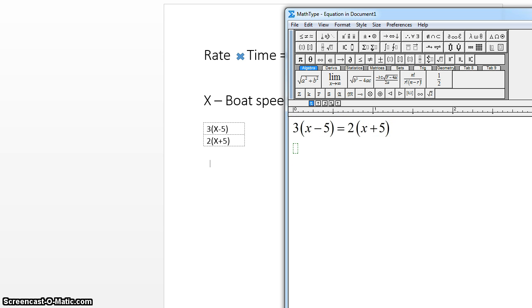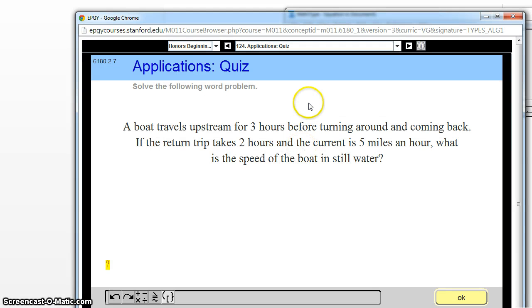If we distribute the 3 and the 2, we get 3x minus 15 equals 2x plus 10. Then let's solve. If we add 15 to both sides, we get 3x equals 2x plus 25. If we subtract the 2x from the 3x, we get x equals 25. So x is the speed of the boat in still water, and it should be 25 miles an hour. Let's click on the button here and see if that's right. 25, and that is your answer.